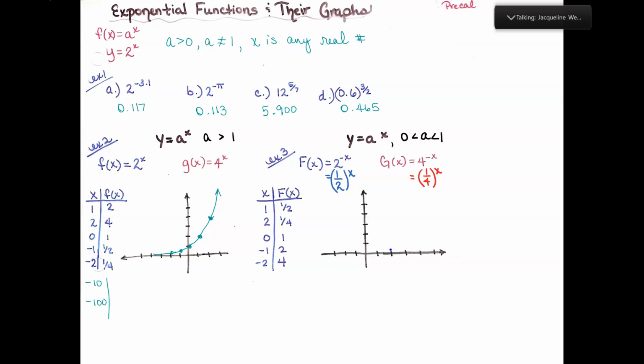I'm going to put in a few more points, some pretty extreme points, so I can really see what this is doing. I'm going to put in -10 and -100. 2 to the -10 would be 1 over 2 to the positive 10, and 2 to the -100 would be 1 over 2 to the positive 100. 2 to the 10 is a really big number. We don't even need to figure out what it is, but it's big. 2 to the 100 is a really big number. Let's think about that one for a second.